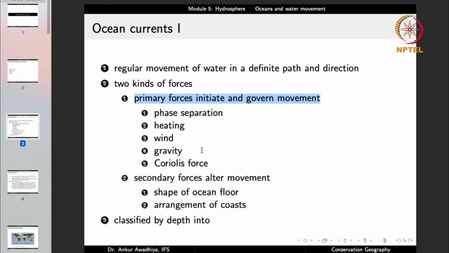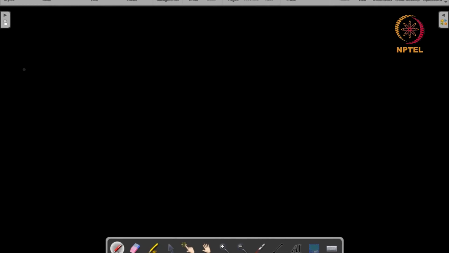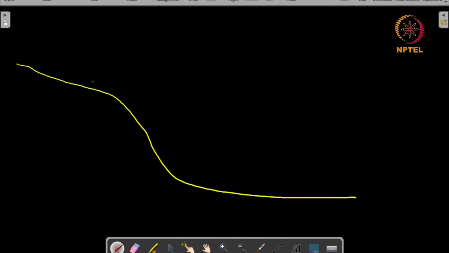Another force is gravity. So when we are talking about phase separation, the water that is very dense, is very cold, is moving down because of gravity. So gravity plays a role in the movement of water. Once this dense and cold water reaches the bottom of the oceans, where will it go from there? Well, it will take the path that takes it even further down. So for instance, if this is the continental shelf, then we have the slope, and then we have the abyssal plain.